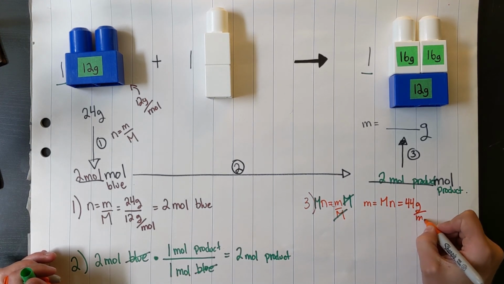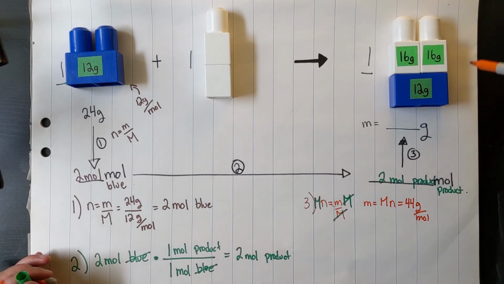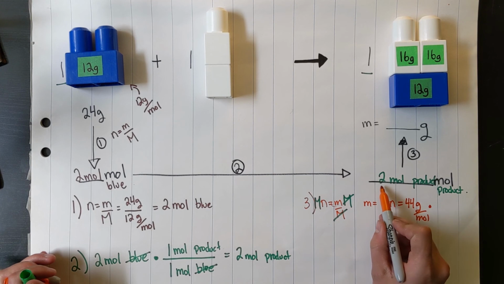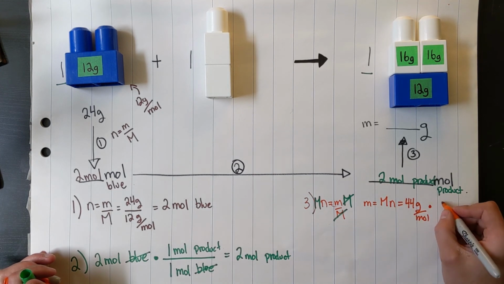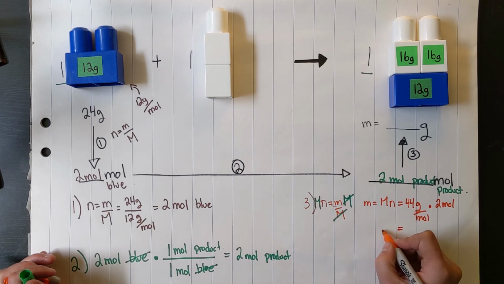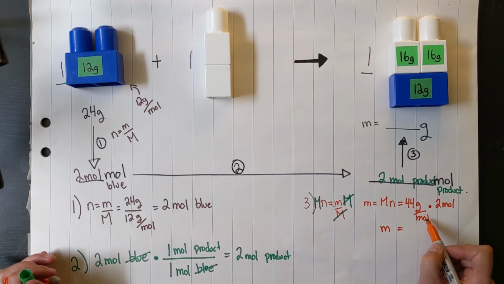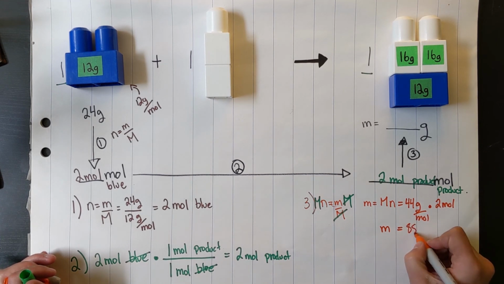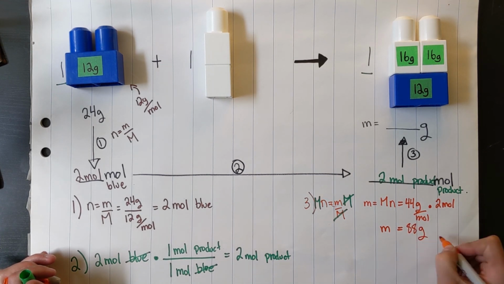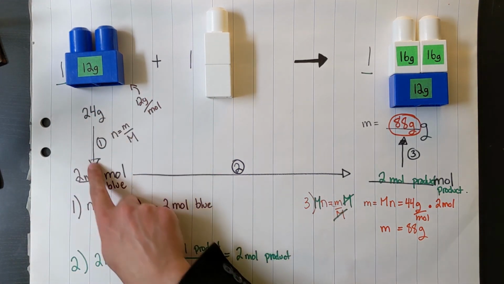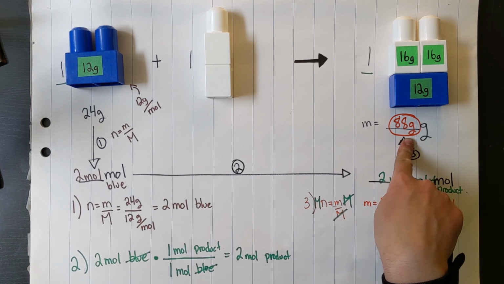grams in 1 mole, right? Because this is representing 1 mole of my entity. And my number of moles that's reacting here is 2. So 44 grams per mole times 2 moles will give me 88 grams. So if I react 24 grams of my reactant, that's going to produce 88 grams of product.